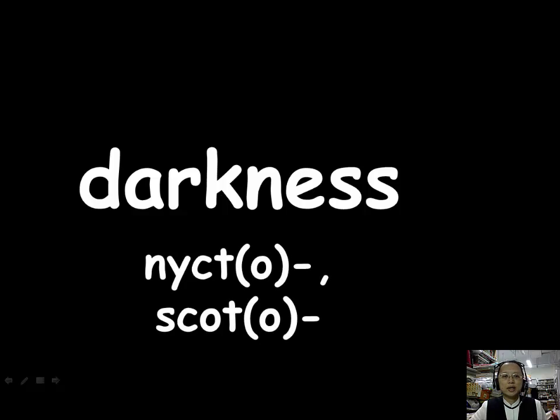For describing darkness, we have two prefixes. One is nycto, NYCTO. The other one is scoto, SCOTO. Let's see our examples. For nycto, we have one example, nyctophobia. Nyctophobia is, in short, afraid of dark.